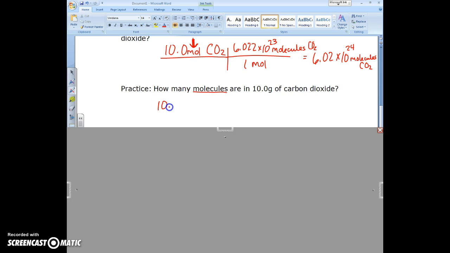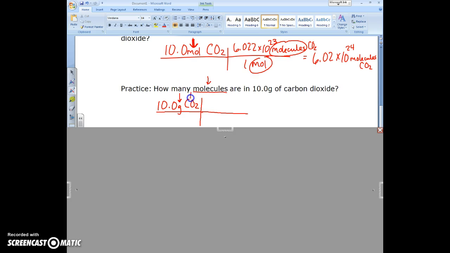So, if I start with 10 grams of carbon dioxide in my dimensional analysis, I know I have to use Avogadro's number because I see the word molecule here, and you ask yourself, can I use it now? The answer is no, because you have grams here. You can only use Avogadro's number if you have molecules or moles in that top spot. So, what we're going to have to do in order to solve this problem is first convert grams to moles using molar mass, and then moles to molecules using Avogadro's number.